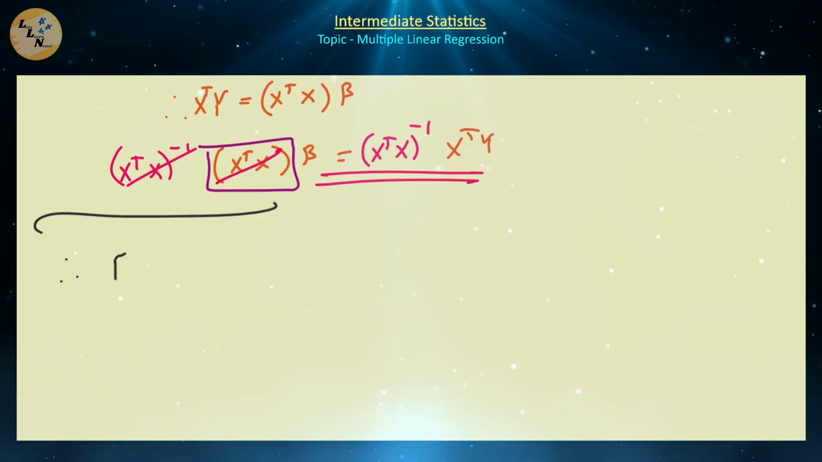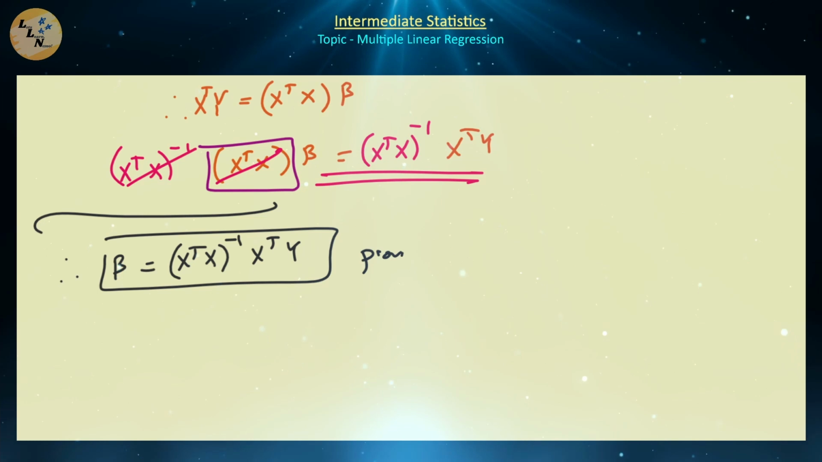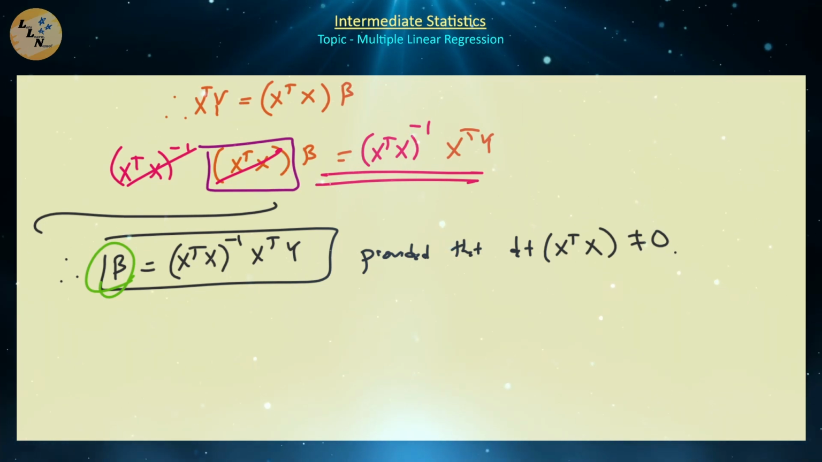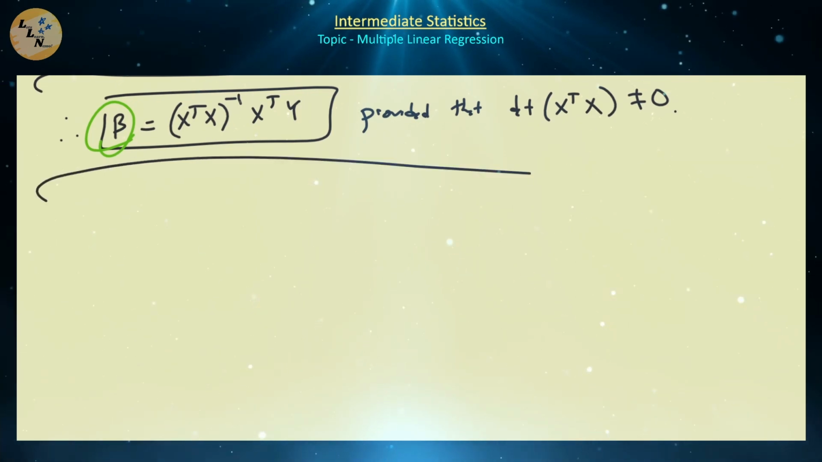So therefore, we actually have a formula for our beta term. That means beta is equal to xtx inverse xty, provided that the determinant of xtx is not equal to 0. Okay, so that's very, very important. But keep in mind, we're actually not really solving for beta, we're trying to find the value of beta hat. So now what we're going to do is go out into our world and gather a sample from our population, and we're going to get an approximation for this beta, which is going to be represented by beta hat.